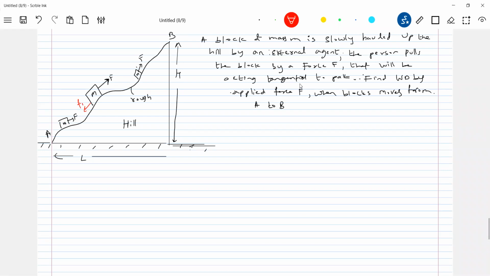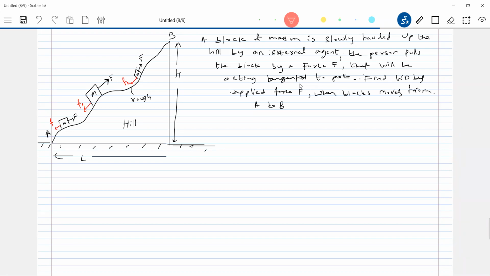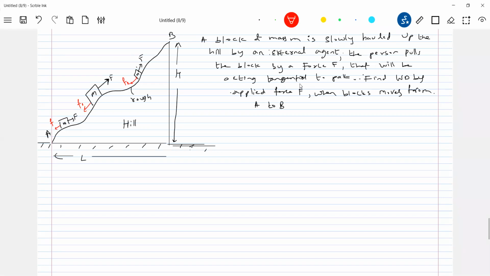Here, how much will the frictional force be? F1. Here, the frictional force F2. Here, the frictional force, let it be, say, some F. So even the frictional force, will it be constant or variable? The frictional force that is being applied on the block, will it be constant or variable? It will be variable, no? Then how do we get the work done by the external agent?